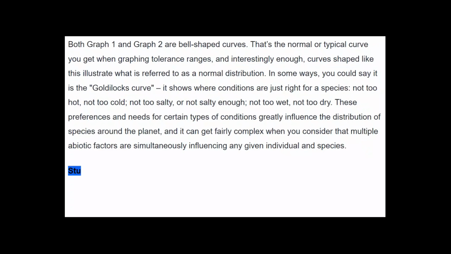Both graph 1 and graph 2 are bell-shaped curves. That's a normal or typical curve you get when graphing tolerance ranges. We call it a normal distribution curve. In some ways, you could say it is a Goldilocks curve. It shows the conditions are just right for a species. Not too hot, not too cold. Not too salty or not salty enough. Not too wet, not too dry. These preferences and needs for certain types of conditions greatly influence the distribution of species around the planet. And it can get fairly complex when you consider the multiple abiotic factors that are simultaneously influencing any given species.